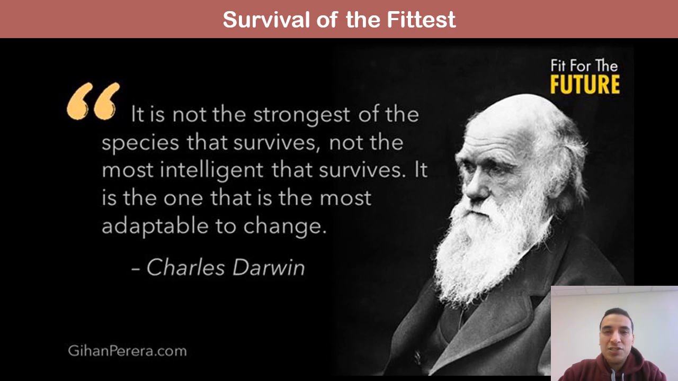This idea of natural selection has a long history, but as we know it now, it came from Charles Darwin, who came up with this theory called the survival of the fittest. Here's a quote from Charles Darwin, it says, it is not the strongest of the species that survives, not the most intelligent that survives. It is the one that is the most adaptable to change. That's the key. Most adaptable to change. If you cannot adapt to changes, then you are not going to succeed.